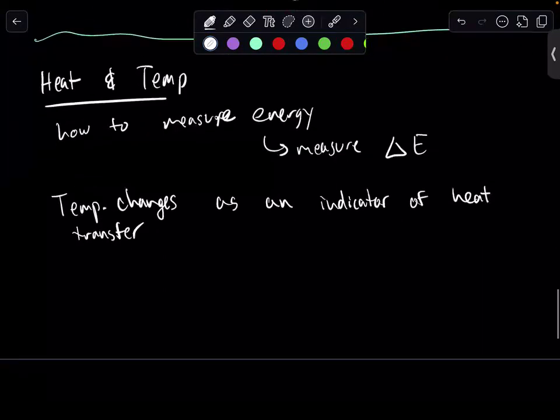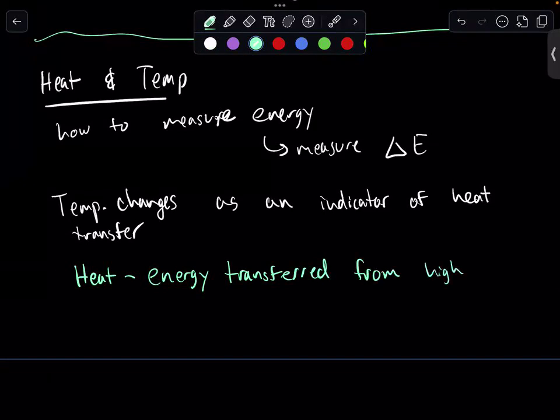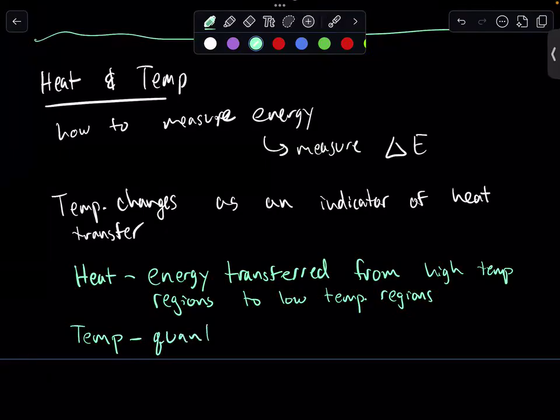So then what is that actual difference? Well, heat on one hand is going to be the energy transferred from a system, or specifically from high temperature regions to low temperature regions, while temperature is just our quantitative measure of heat.